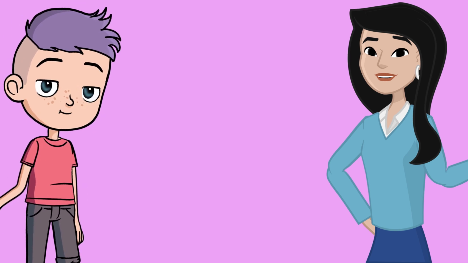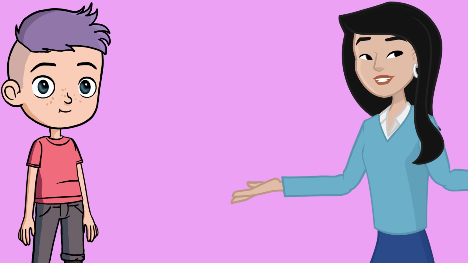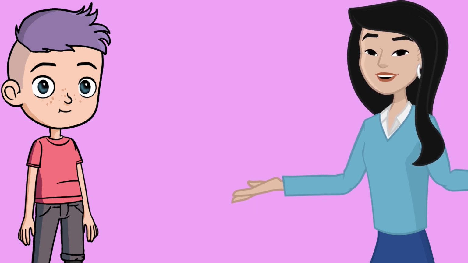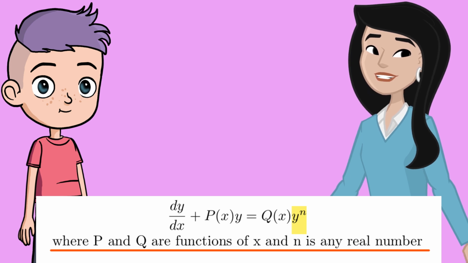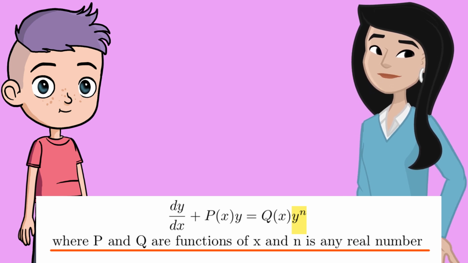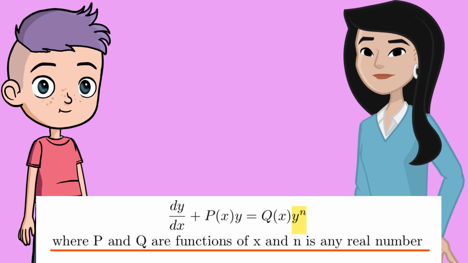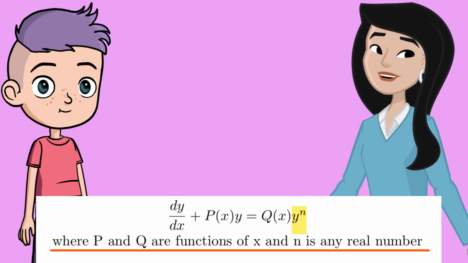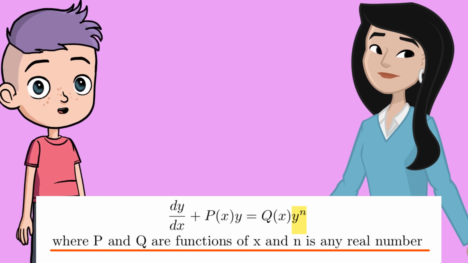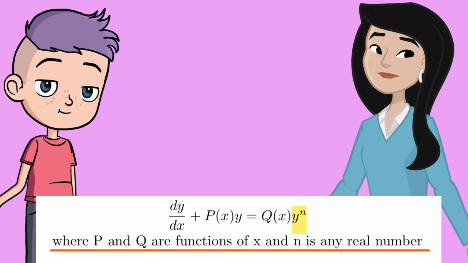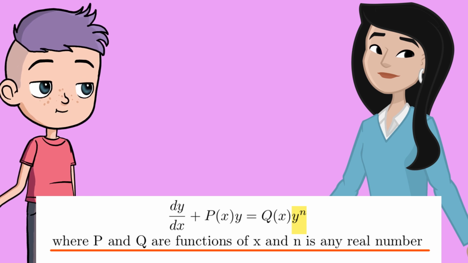Could you explain it? A Bernoulli's differential equation is a first-order differential equation of the form dy/dx + p y = q y^n, where p and q are functions of x, and n is any real number. It looks similar to a linear differential equation, except for that y^n term.